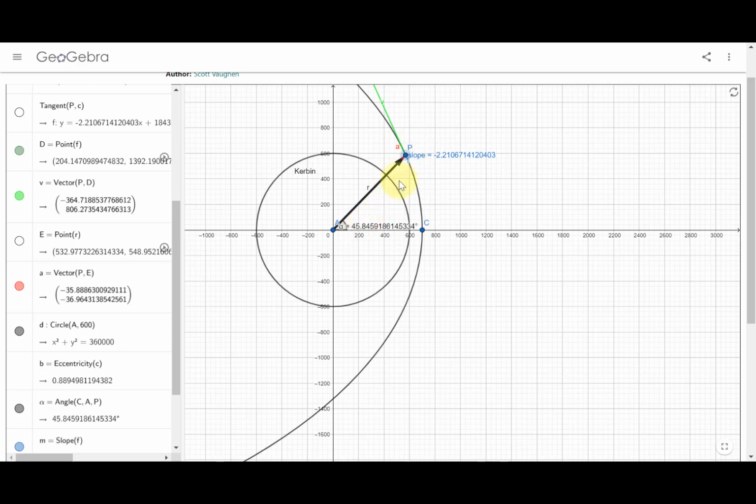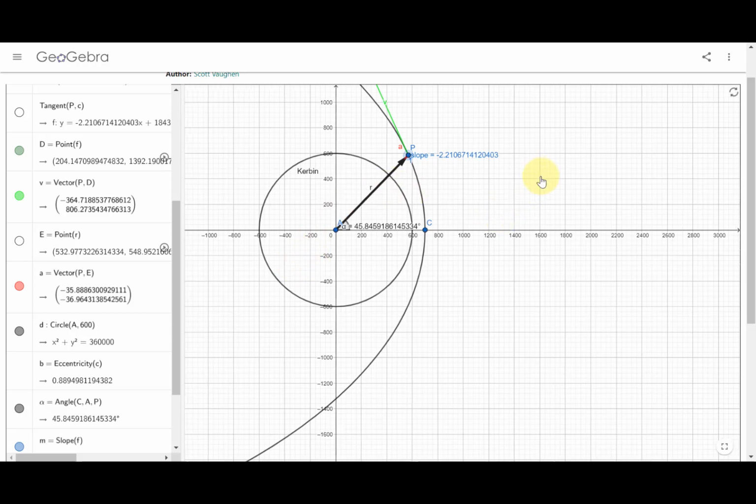Right now it's about 45.8 degrees. You can see the true anomaly showing up right here. This is the eccentricity of this particular path, 0.8895 if you round off. So not precisely the same, but 0.889, very close to what I intended.